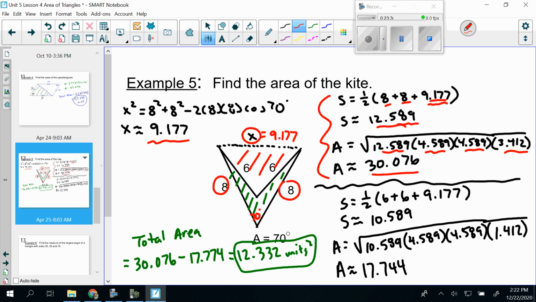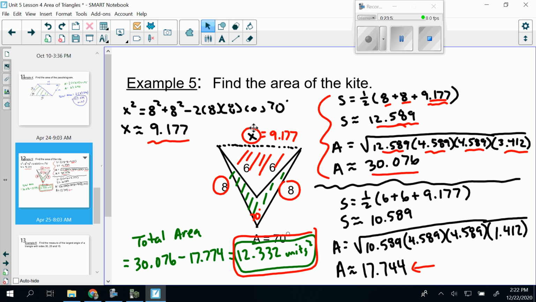Then we got to find the cutout one, so do the same thing with 6, 6 and the found value. And then that area is going to come out to be about 17.7. Subtract them, and then here is the area of that kite.